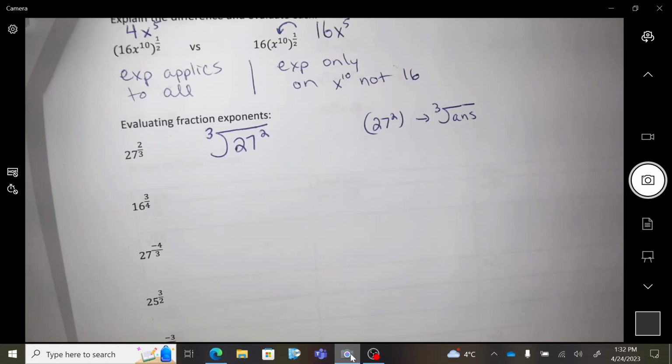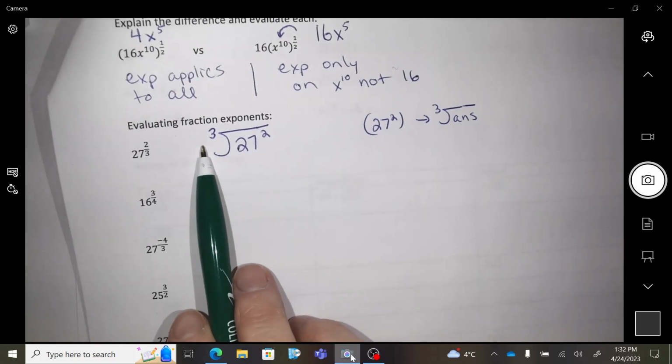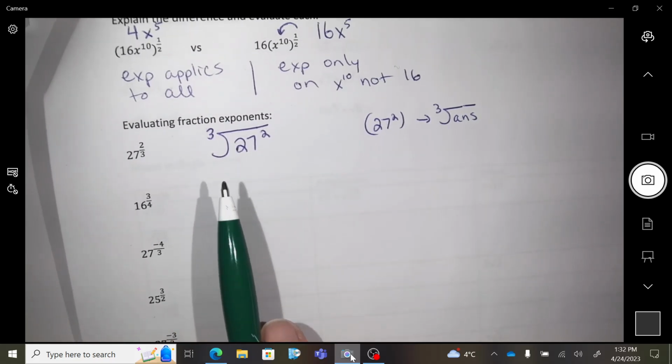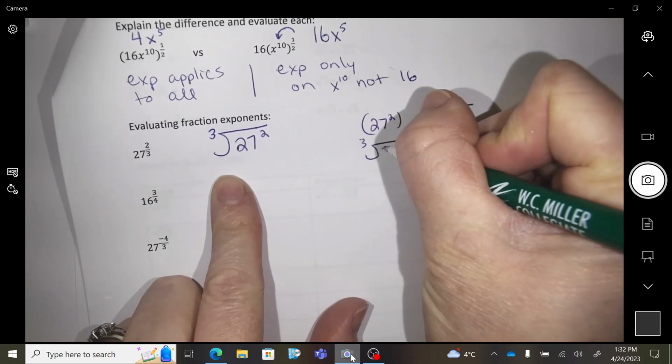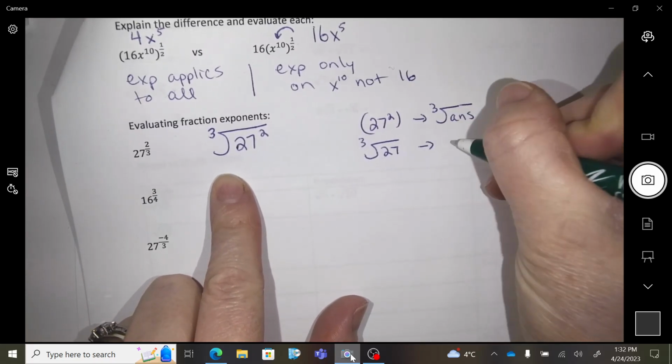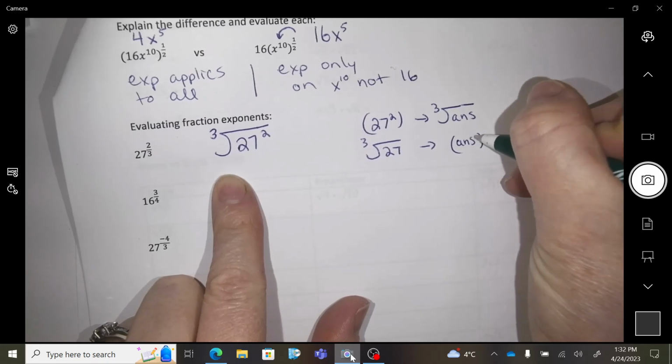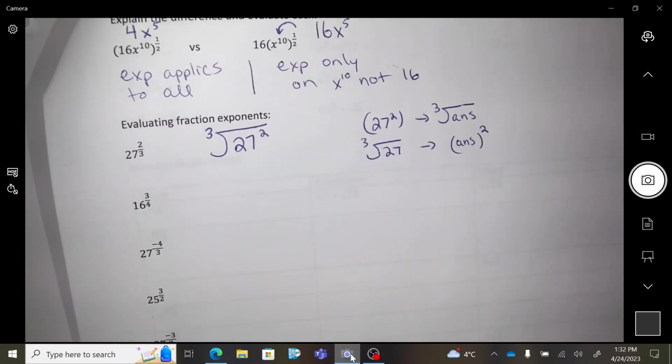Or, what's the other path I could take? This was the square and then the cube root. What's the other path? I could cube root 27, and then I could square that answer. Okay? You would get to the same answer both ways, but this is on your test without a calculator. So which way are you going to pick?